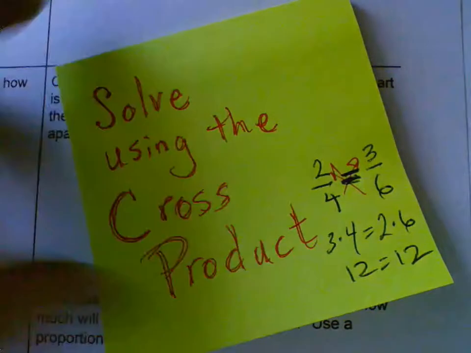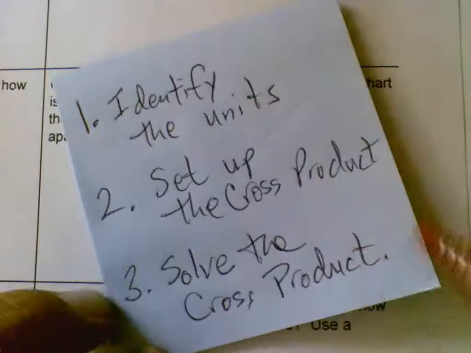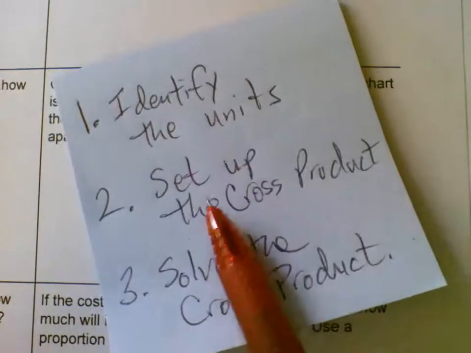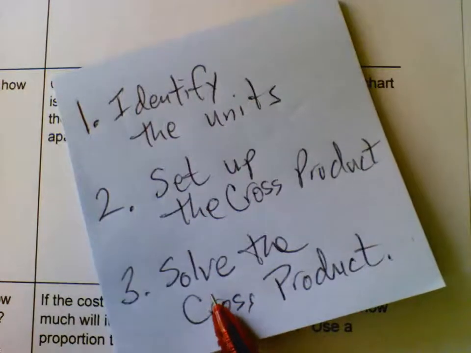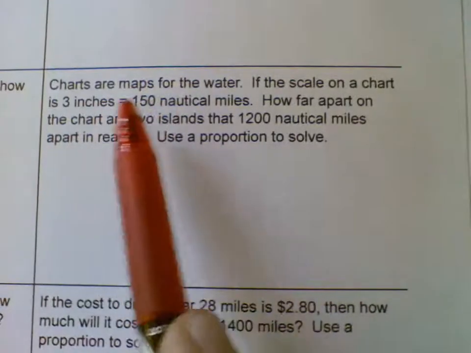Okay, so this is how we're going to do it. We're going to first identify the units in the problem. We're going to set up the cross product, then we're going to solve it. Let's go. So, charts are maps for water.